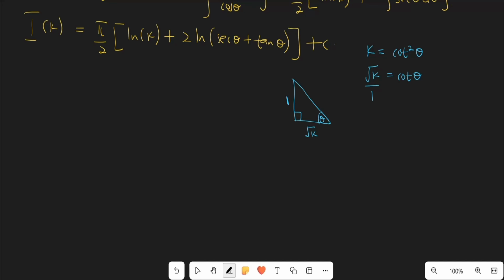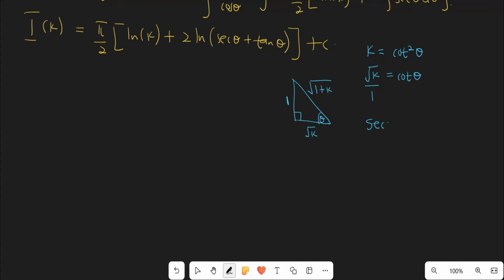So the hypotenuse is always the square root of the sum of squares of the other two sides. So the sum of squares of the other two sides is 1 squared, which is 1, plus the square of root k, which is k. So this is what we have. Now we can find secant of theta and tangent of theta in terms of k.